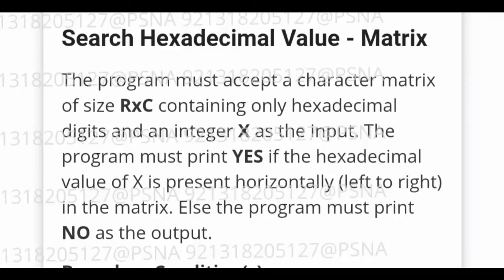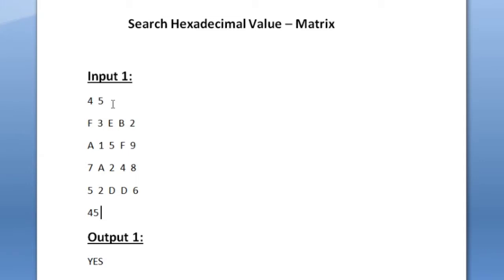This is the question asked in today's SkillTrack Daily Challenge. We are given a character matrix of size R cross C and an integer x as input. We have to print yes as our output if the hexadecimal of the integer x is present horizontally in the given character matrix. So first we have to convert the integer x into hexadecimal.